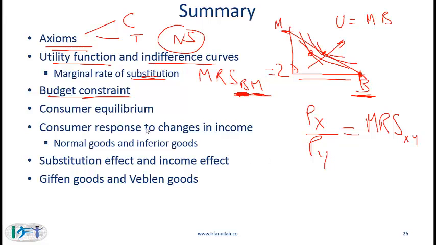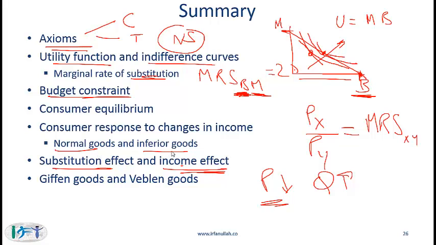We then talked about the consumer response to changes for a normal good and an inferior good. With a normal good, when income goes up, quantity demanded goes up. For an inferior good, when income goes up, quantity demanded goes down. You need to understand the distinction between the substitution effect and the income effect. A substitution effect says that when the price of something goes down, then the quantity demanded goes up because the price is now lower relative to the other item. The income effect depends on whether our item is a normal good or an inferior good.